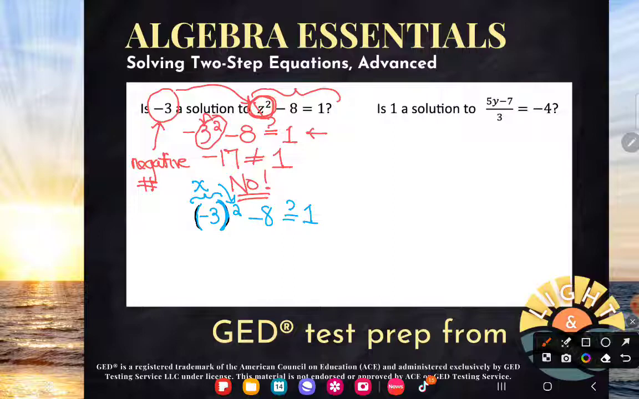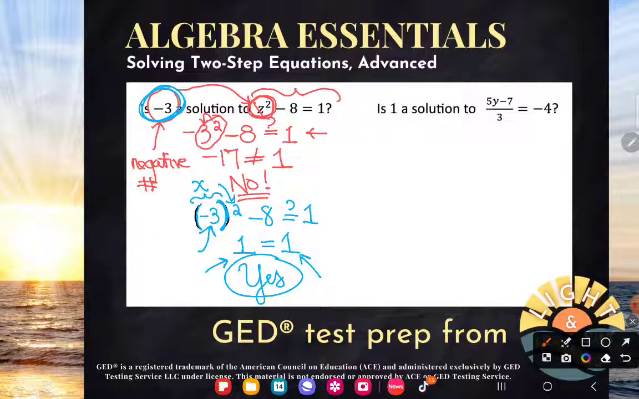Now, type this entire expression into your calculator, because I'm feeling lazy. Parentheses -3, close parentheses, square, and subtract 8. And this is a different problem, a different answer. I get 1. And is 1 equal to 1? Well, heck yes, it is. So yes, -3 is a solution to this equation because when I substitute -3 correctly, I get a true statement. It's true that 1 is equal to 1. Woohoo! Okay, avoid that common error.